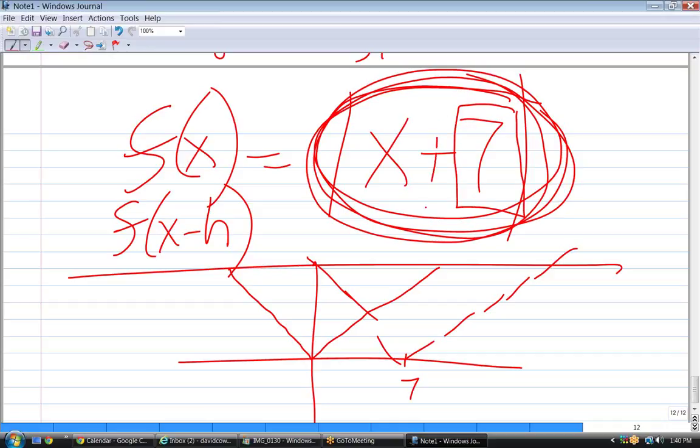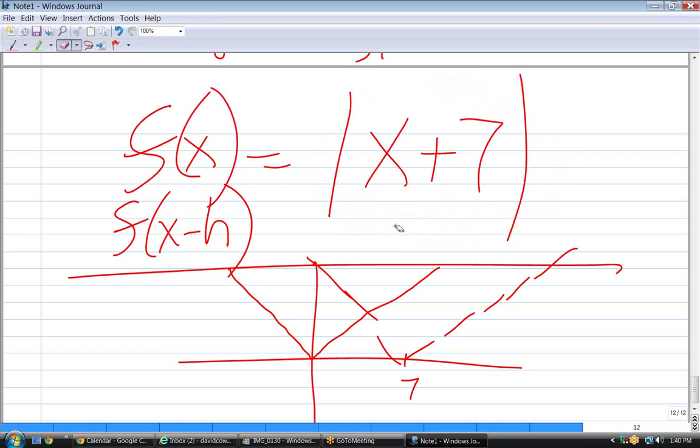What if it's plus 7? You go 7 units to the left. Yeah. In other words, if it's plus 7, then h must be minus 7, because it would have been x minus a minus 7 giving you x plus 7. So if this is a plus 7 here, the vertex goes to minus 7. Okay? You with me? A little bit.